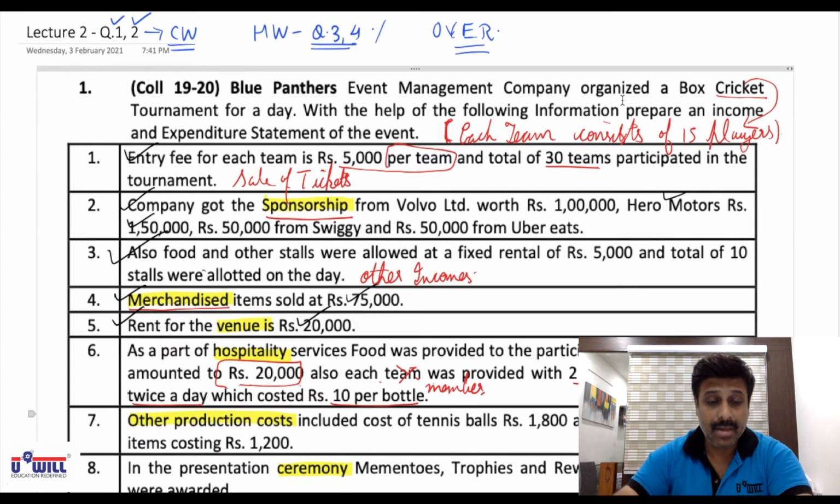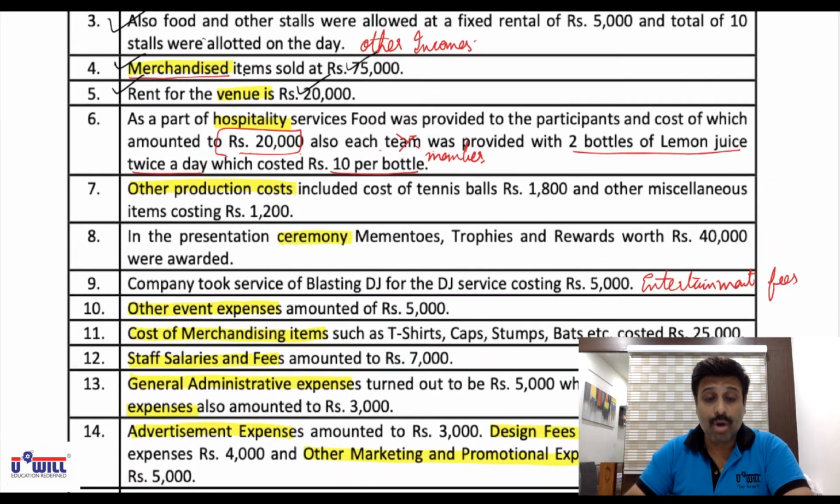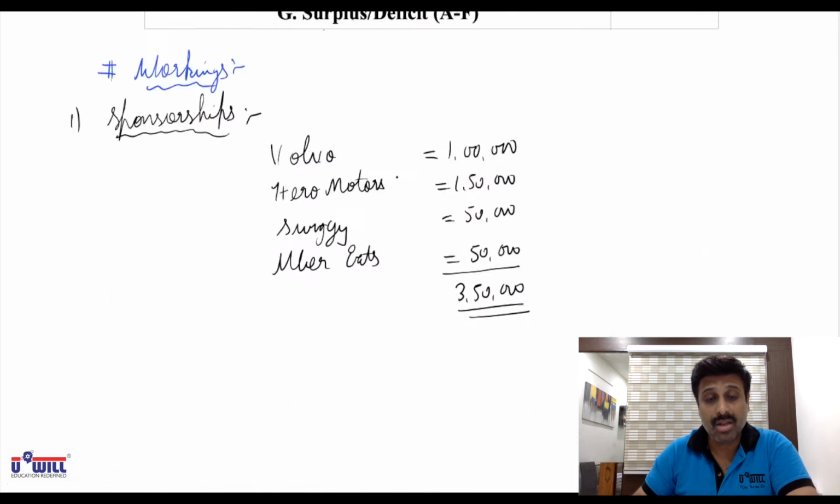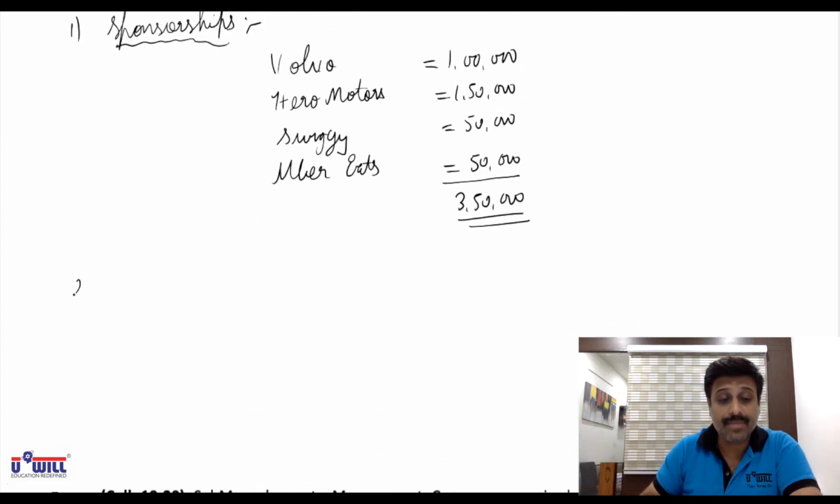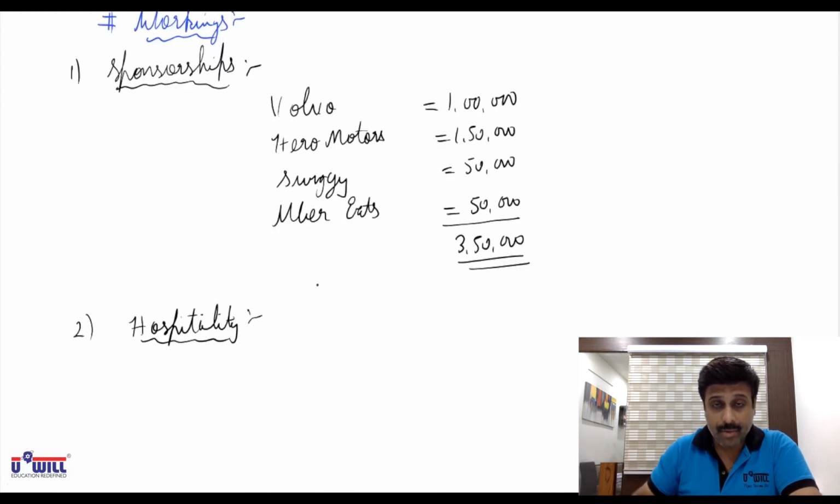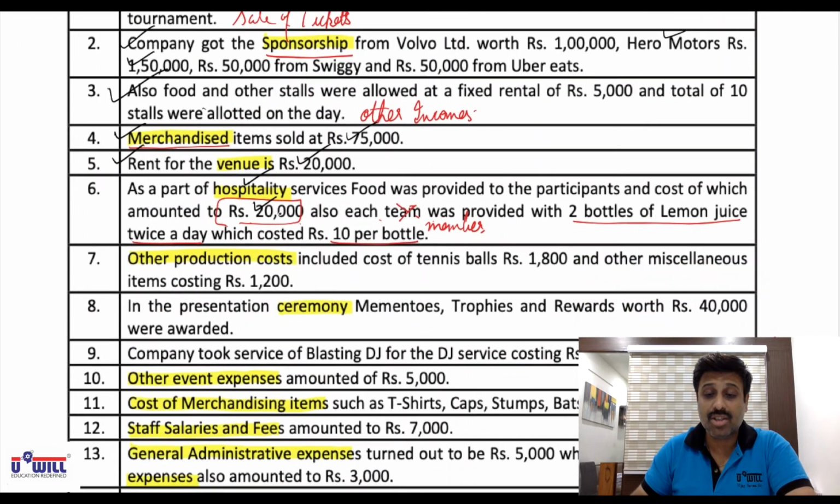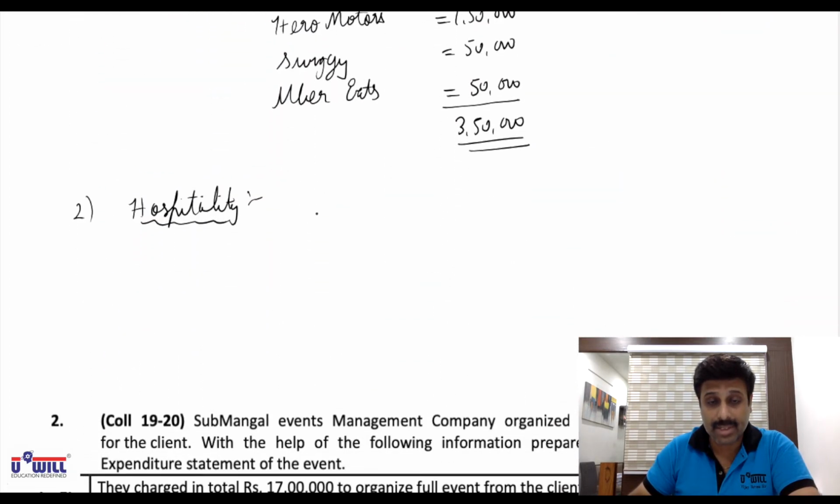Then next we have, as a part of hospitality services, food was provided to the participants and the cost of which amounted to 20,000. Also, each member was provided with 2 bottles of lemon juice twice a day, which costed 10 per bottle. Let us make a second working note for this, hospitality cost. Very first of all, food was provided worth rupees 20,000. So all of you write food 20,000 in that. And now lemon juice.